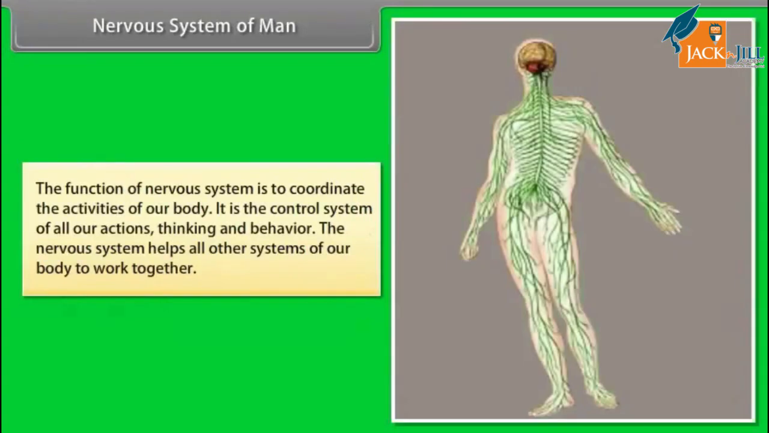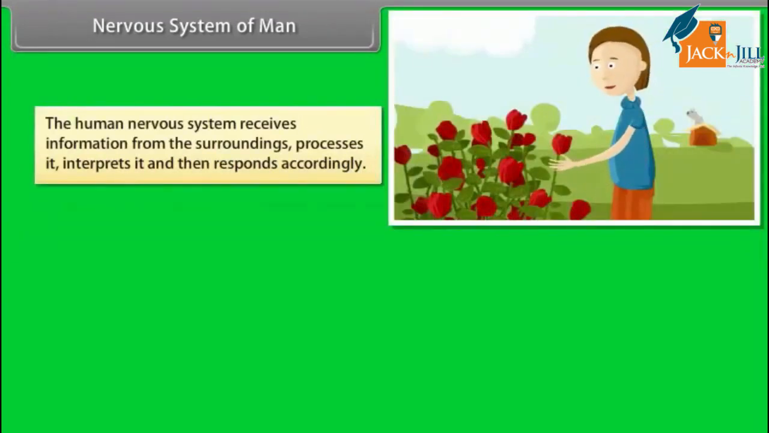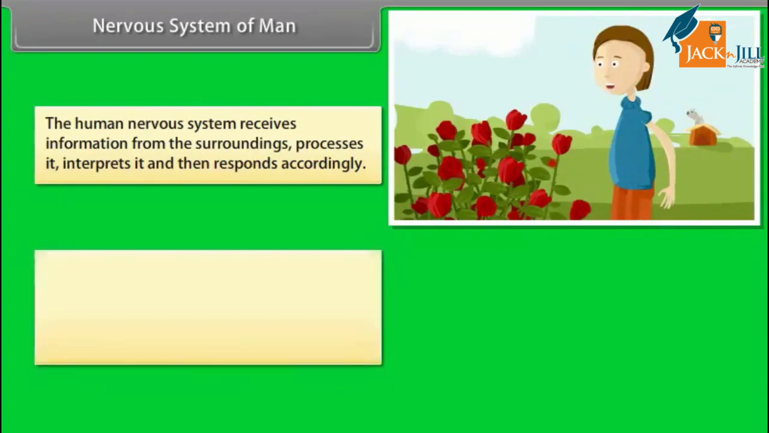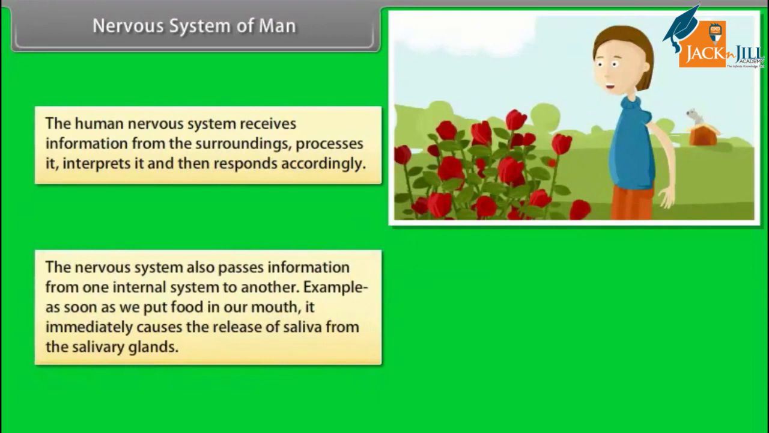Nervous system of man. The function of the nervous system is to coordinate the activities of our body. It is the control system of all our actions, thinking, and behavior. The nervous system helps all other systems of our body to work together. The human nervous system receives information from the surroundings, processes it, interprets it, and then responds accordingly. The nervous system also passes information from one internal system to another.